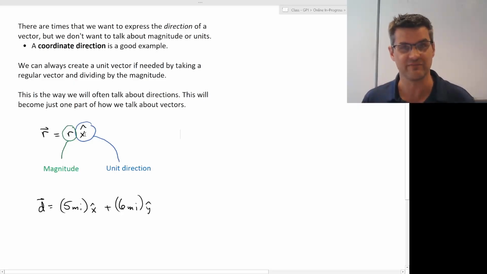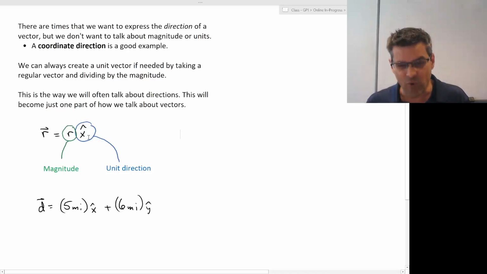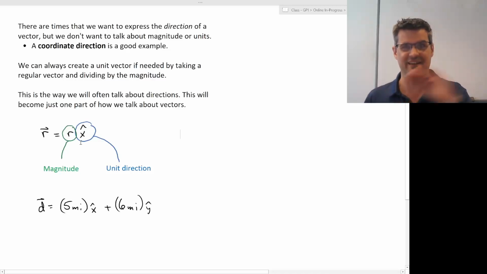Not 1 unit. There's no meters, there's no meters per second, there's no newtons. There's no units with this. This only has direction. That's it. And the length of this unit is 1.